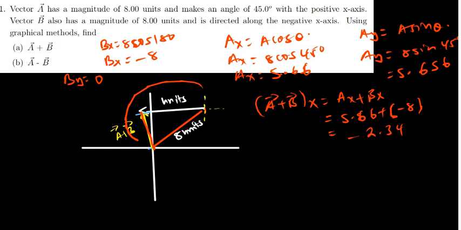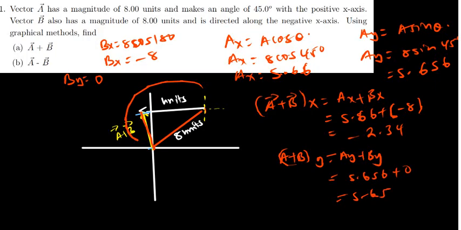You get my point, right? Okay, cool. So now what of a plus b, now the y component? It's going to be ay plus by. So what is our ay? It is 5.656 plus 0, which is just 5.65.